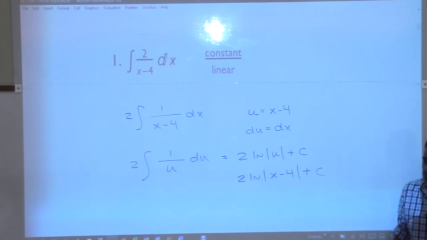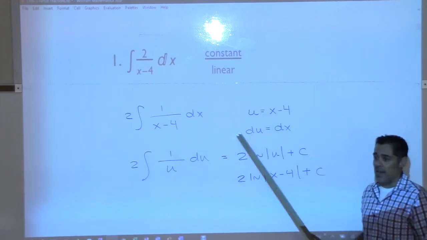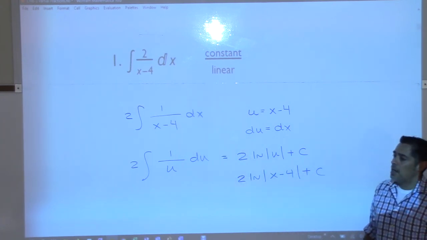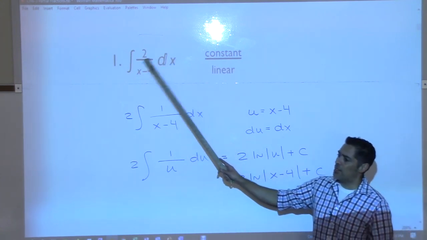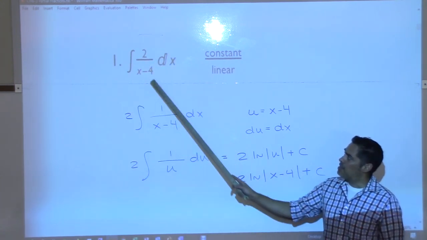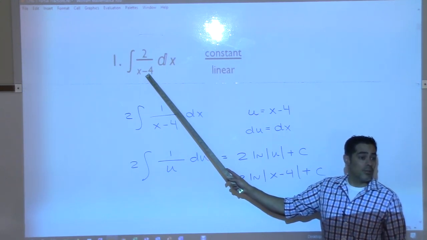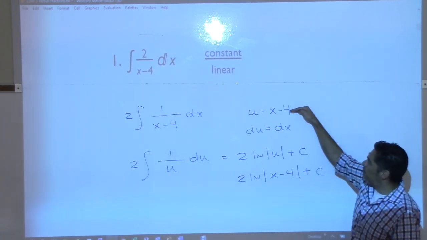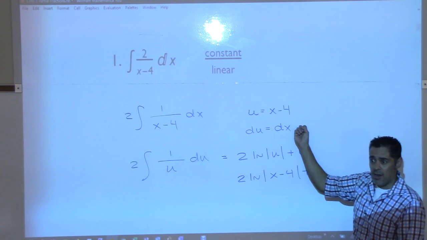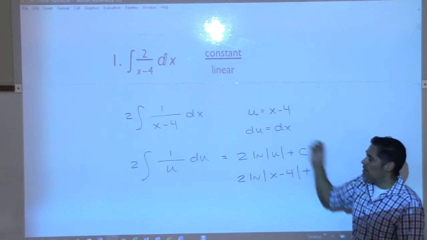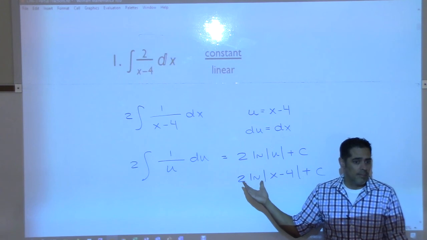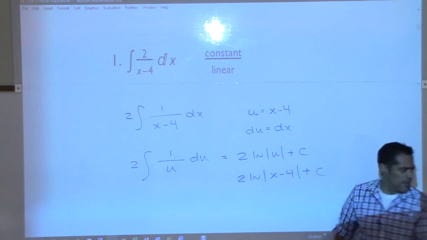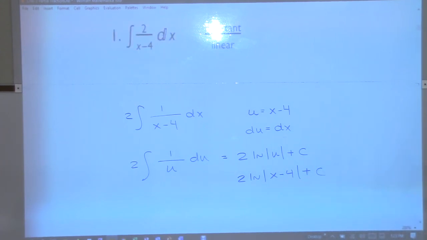Now, where you want to be very soon, like this week, is that you don't have to write anything down to do this problem. You want to be able to look at that and realize that the 2 is just a constant that comes for the ride, and that the denominator, because it's linear, has a derivative that will always be a constant. In this case, what's the derivative of the bottom? 1 dx, right? So I know I'm going to have natural log here. It's just a matter of making sure that I take care of any scaling that needs to be done. I'll show you in a different example.